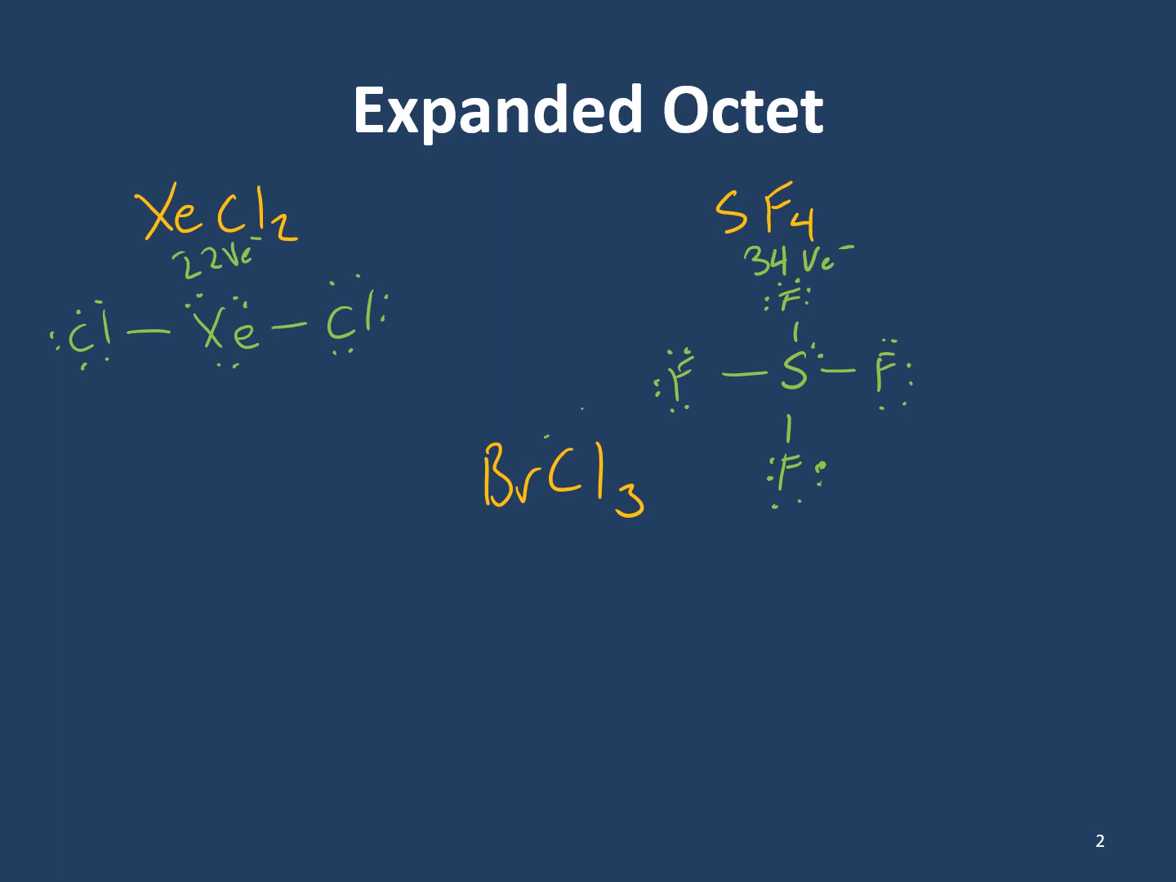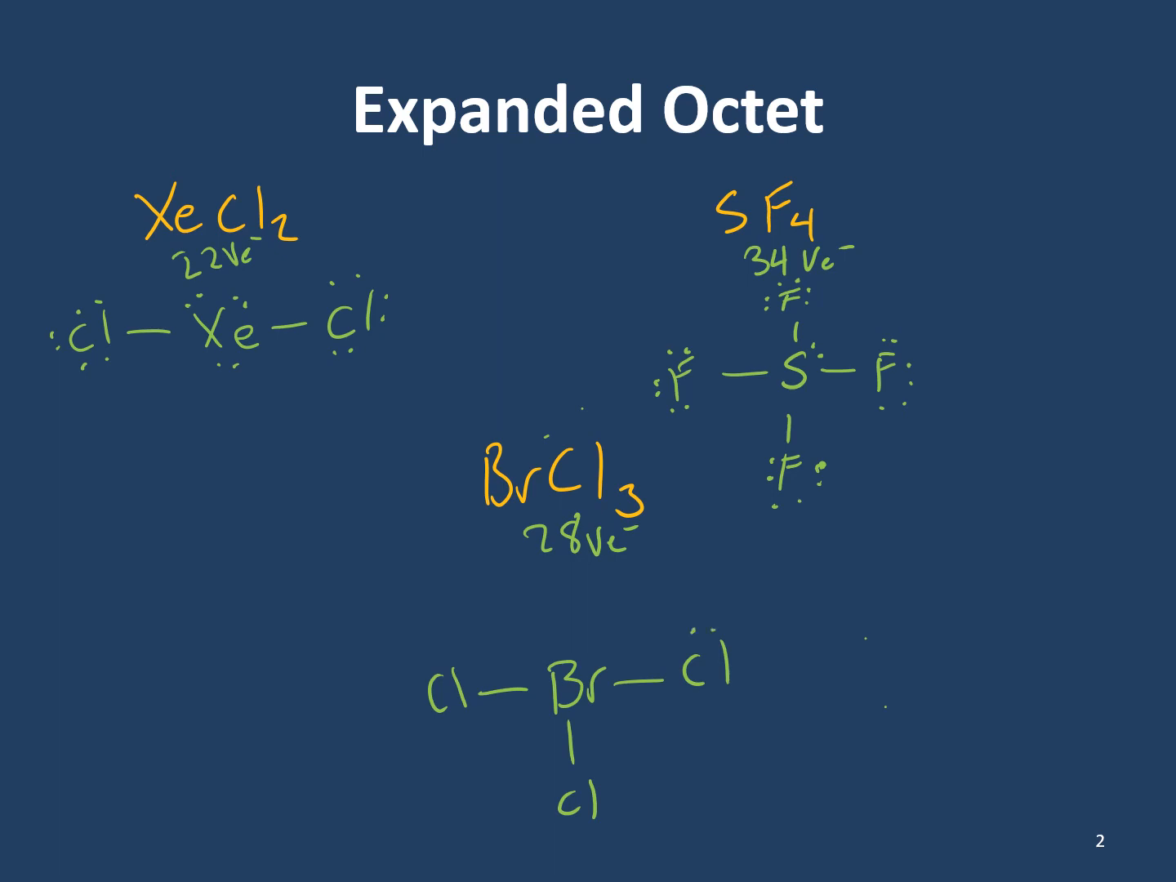The last structure, BrCl3, has 28 valence electrons. And Br is less electronegative than Cl, so I'm going to put my Cl's around the Br, because Br must then be the central atom. At this point, I've used up 6 of my 28 electrons. I still have 22 more.